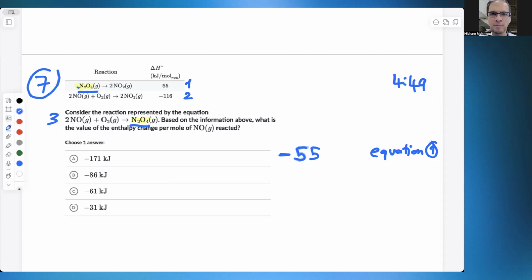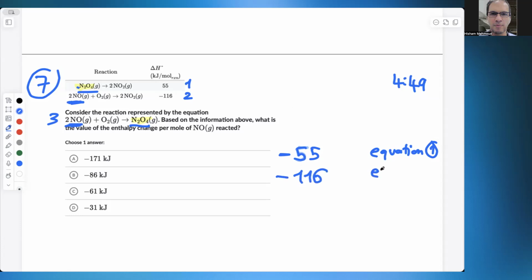You see the main compound here is NO and NO. So in 2 and 3, it is in the same direction. Here in the reactants and here in the reactants. And the number of moles is the same, 2 and 2. So just keep the value as it is. It will become minus 116.